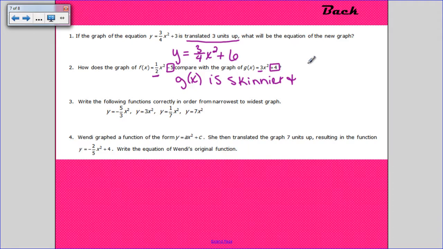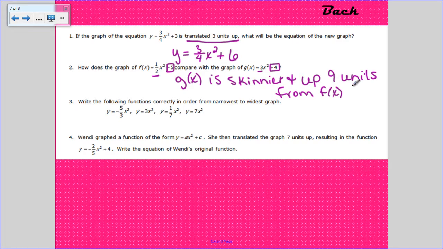And that is 9 units. If you count from -5 up to +4 on your graph, that's 9 units, because you had to go 5 units to get to 0 and 4 units to get from 0 to 4. So it went up 9 units. So it's skinnier, and it is shifted up 9 units from f of x. So g of x is skinnier, and it is shifted up 9 units.